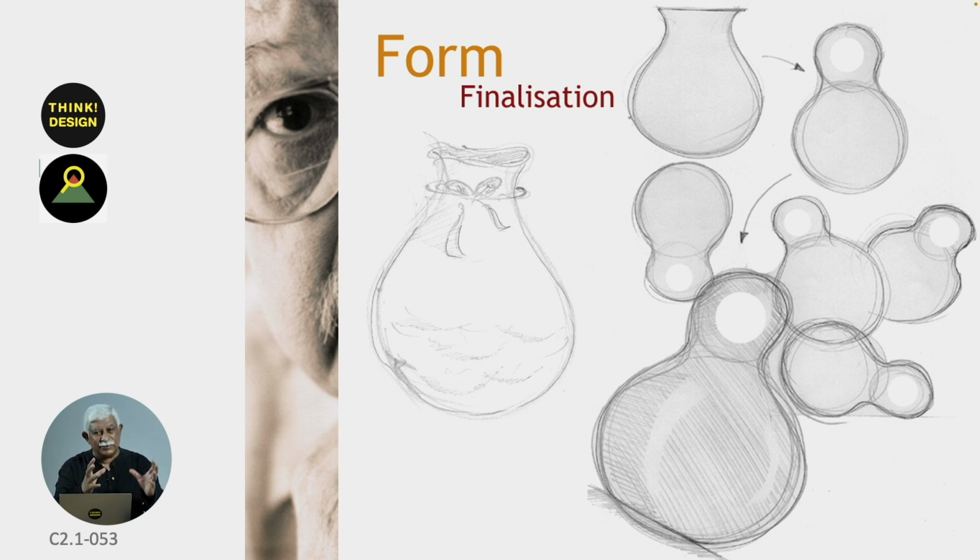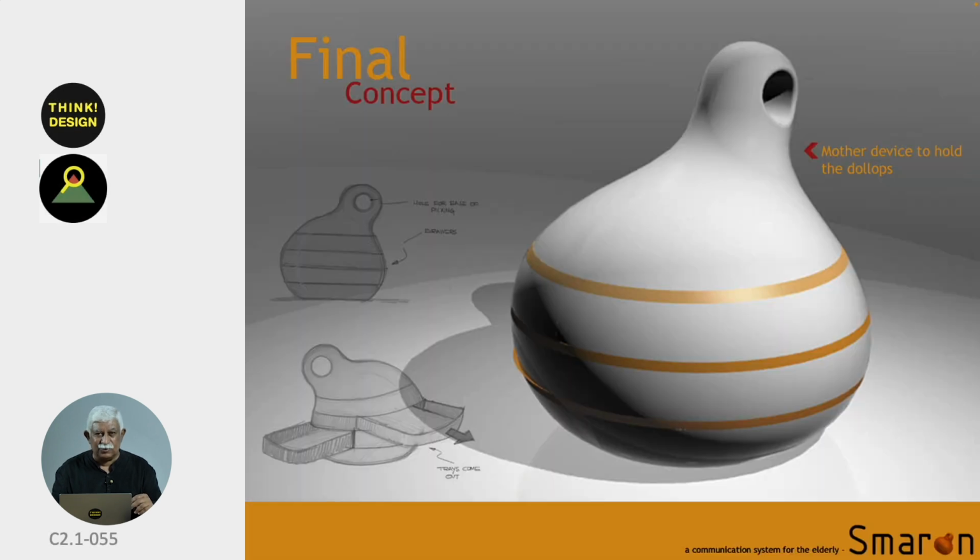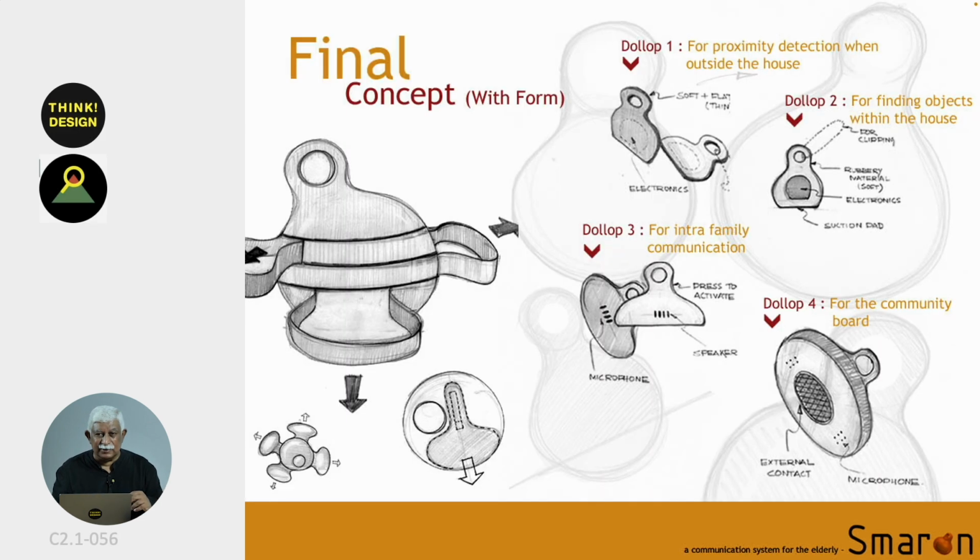So, after this they needed to finalize the form. They did a lot of sketching, and finally they came to something like this. That is why it was called a Smaran. So, that is the final form. It took inspiration from the potlu, which people have. So, it has got compartments.